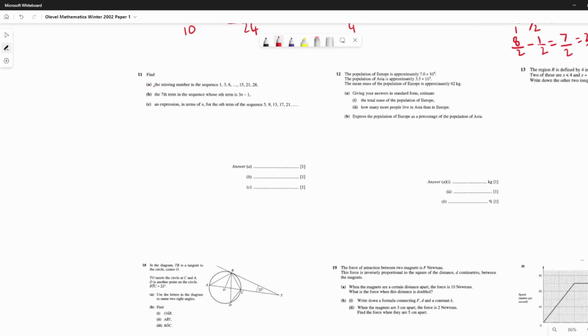All right, let's move on to question number 11. So the first part of this question is the missing number in the sequence 1, 3, 6, blank, 15, 21, and 28. So there are ways to figure out a formula for sequences, and I think this question is going to make us do that as well.